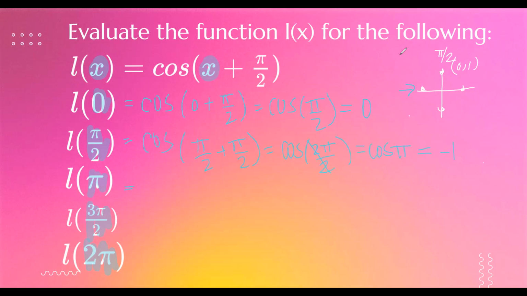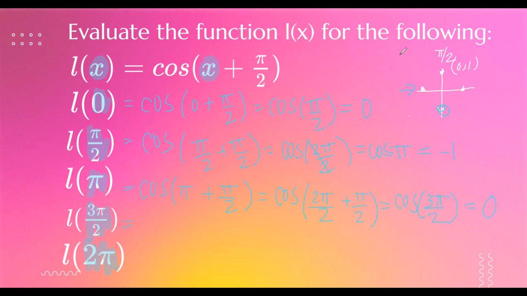Let's try L of pi. L of pi is going to become cosine of pi plus pi over 2. And we're going to need a common denominator, so we're going to get cosine of 2 pi over 2 plus pi over 2, which gives us cosine of 3 pi over 2, which is way down here. The coordinate there is 0, -1, so cosine is 0.